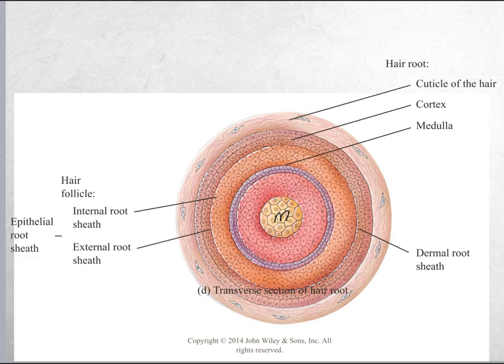Again, in the center, we have the medulla. So if you draw a line here to the medulla, the cortex on the outside of that. So we could draw that here. From there, we go to that purple lining, which is the cuticle. So the cuticle should be here. And then surrounding the cuticle is our epithelial root sheath. We have our internal root sheath with our external root sheath. Okay, and then that gives us this outermost layer, which is our dermal root sheath.